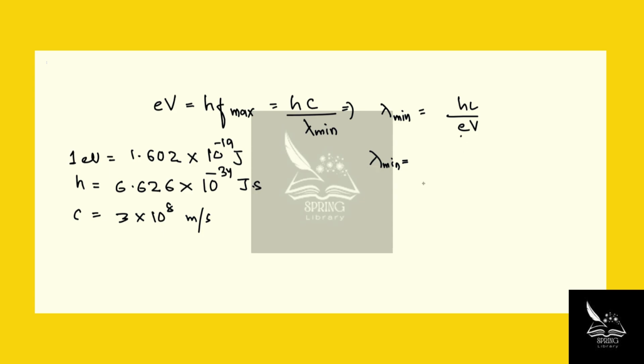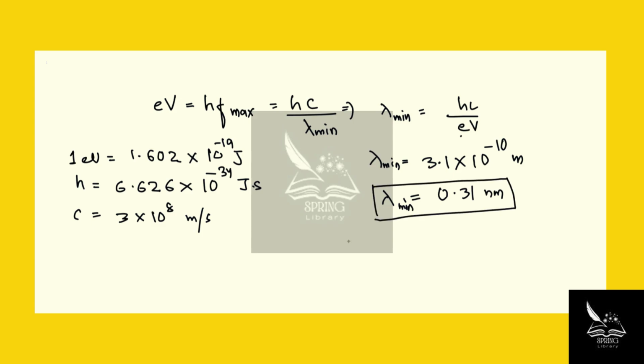So that way we get lambda minimum to be 3.1 times 10 to the power minus 10 meter, and this is equal to 0.31 nanometer. So this is the minimum wavelength of the resulting X-rays.